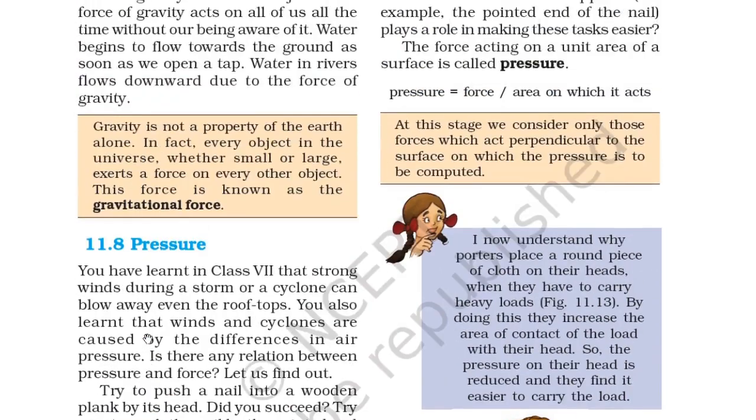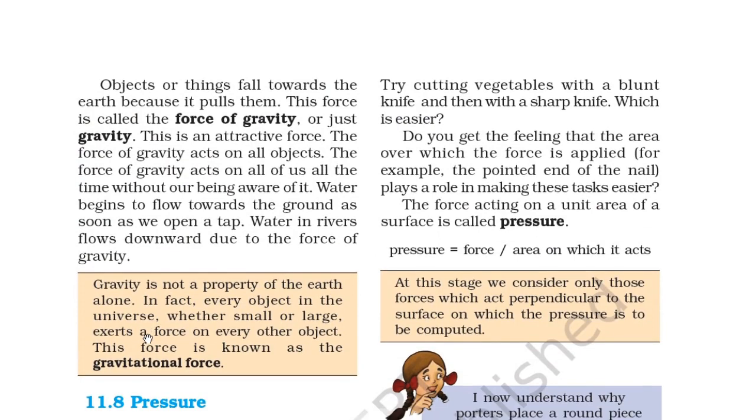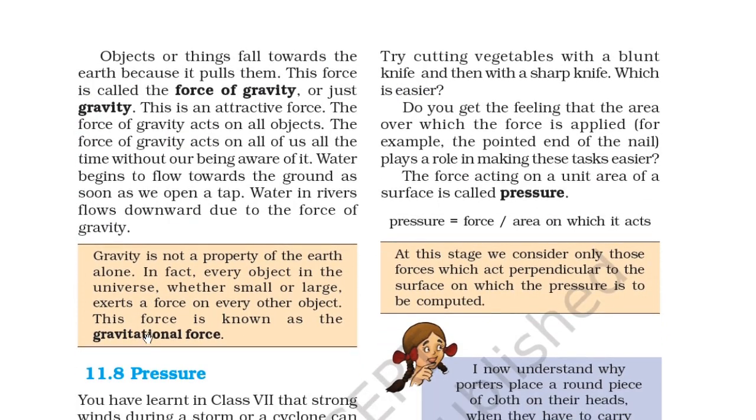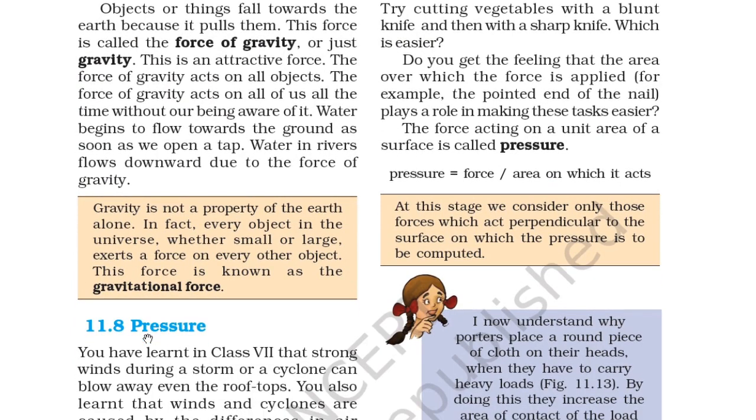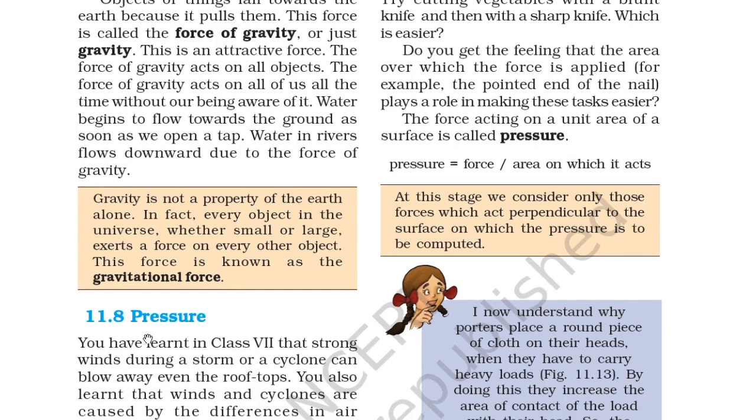So try cutting vegetables with a blunt knife and then with a sharp knife. Which is easier? Do you get the feeling that the area over which the force is applied, for example the pointed end of the nail, plays a role in making this task easier? The force acting on a unit area of a surface is called the pressure. So pressure is equal to force upon area on which it acts. At this stage we consider only those forces which act perpendicular to the surface on which the pressure is to be computed.